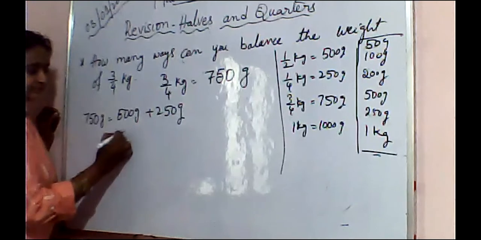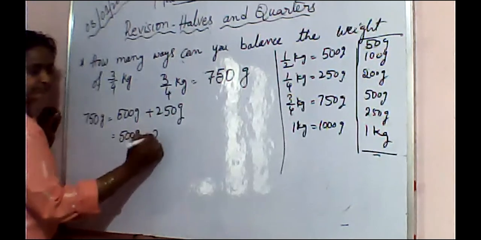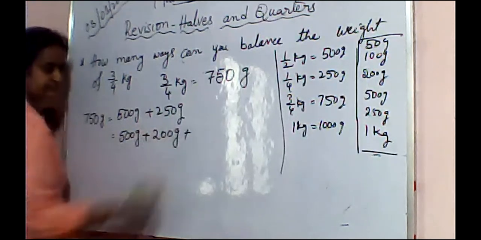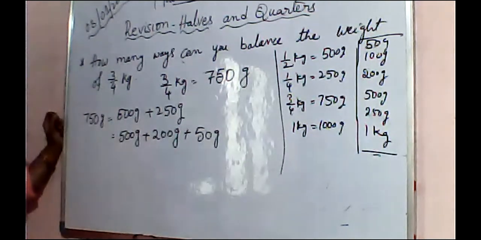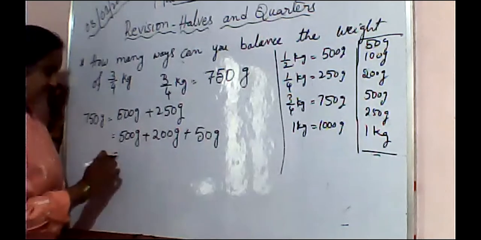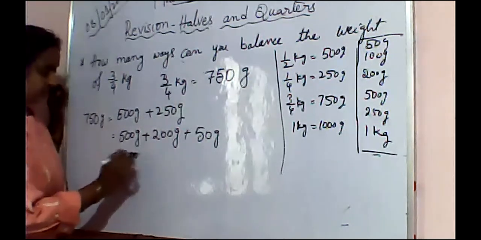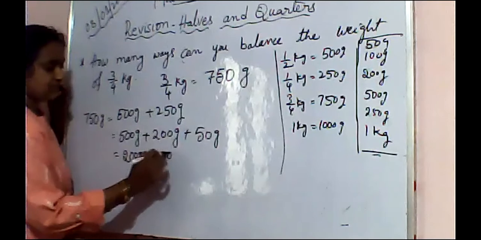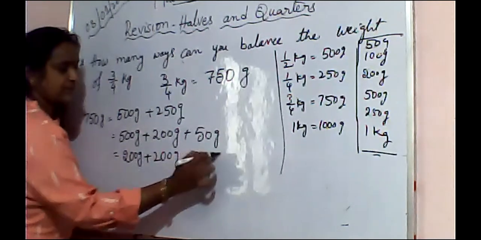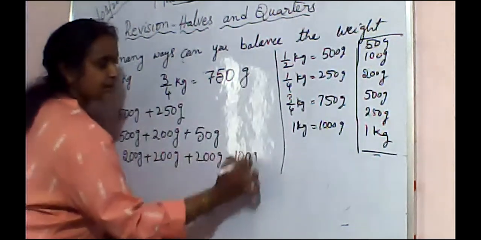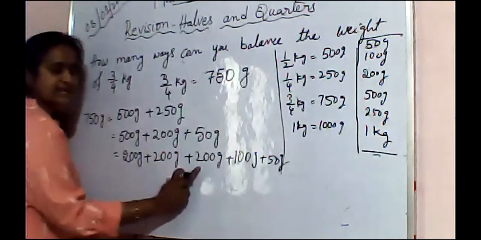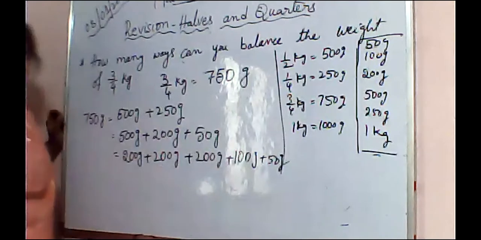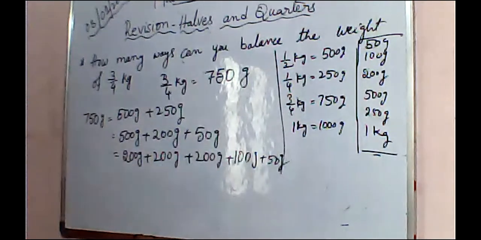Next, 200 grams plus 200 grams plus 200 grams plus 100 grams plus 50 grams. This also we can write as 200, 400, 600, 750. So like that, in so many ways we can balance the weights.